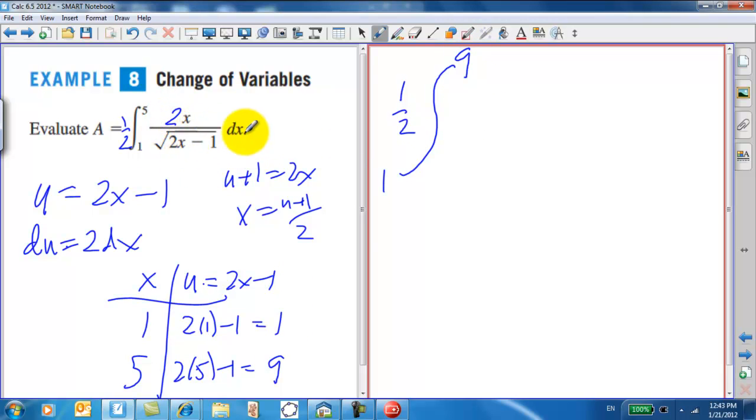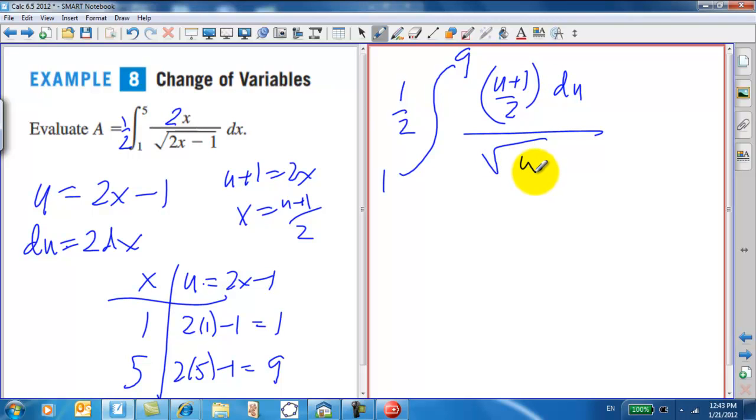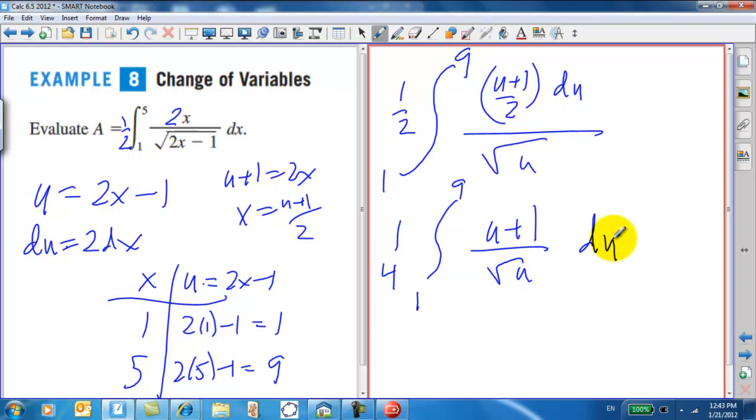And we've got a 2 in there, but that 2 is part of making the 2 dx. That's du. And x is u plus 1 over 2. So this is u plus 1 over 2. That's just for the x. 2 dx becomes our du over the square root of u. So we can stick that 1/2 outside. 1/4 antiderivative from 1 to 9 of u plus 1 over the square root of u du.